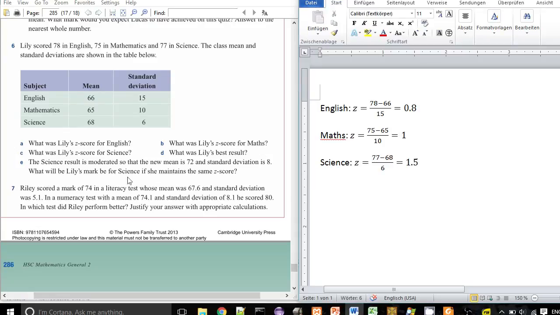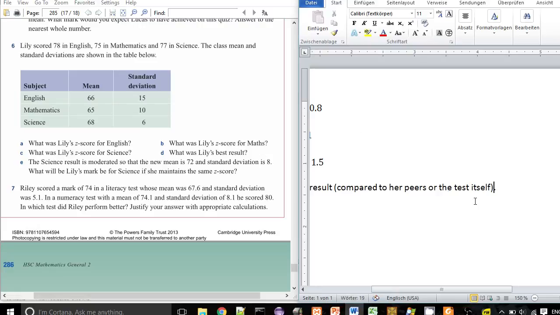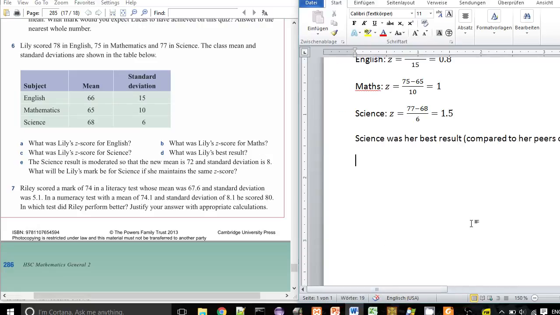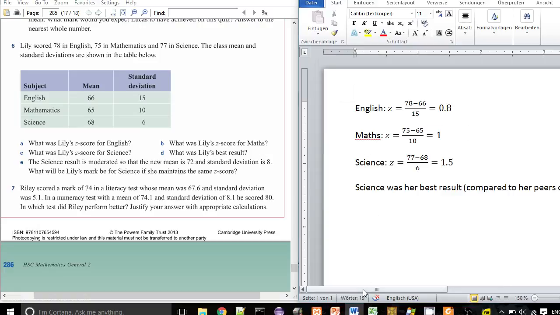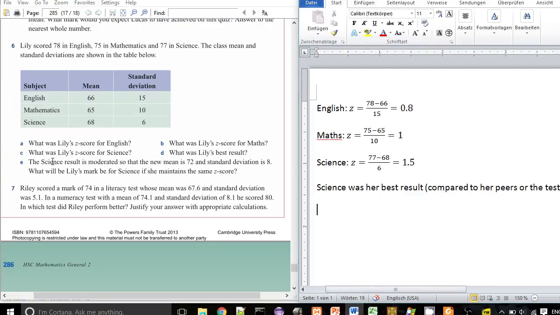Just thinking, yep, okay. Her best result was science. So even though her mark was higher in English, compared to the mean and how spread out the marks were compared to her peers, science was her best result compared to her peers, or the test itself. I don't know. Let's just say compared to her peers, but I guess the average reflects the difficulty of the test. So anyway, the science result.